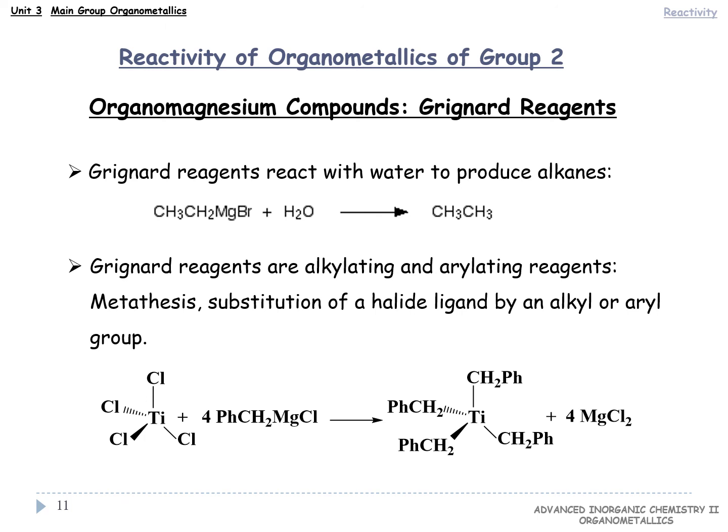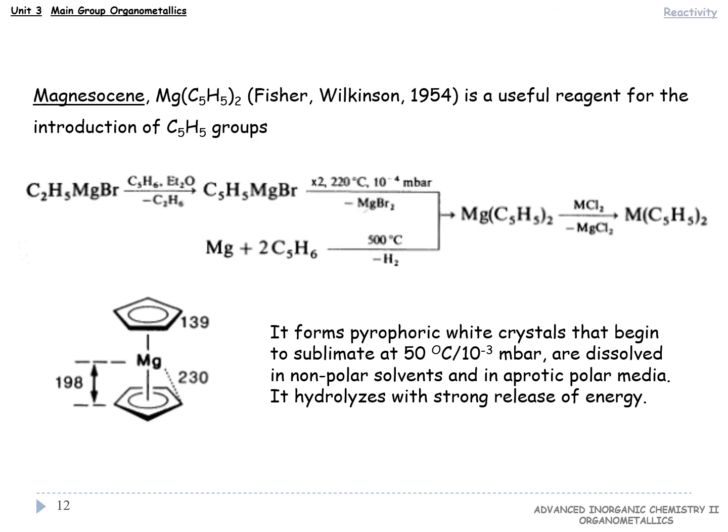Let's remember that Grignard reagents react with water to produce alkanes, and that although less reactive than organolithium, they are alkylating and arylating reagents. Finally, we'll mention magnesiocene as a useful reagent for the introduction of cyclopentadienyl groups.